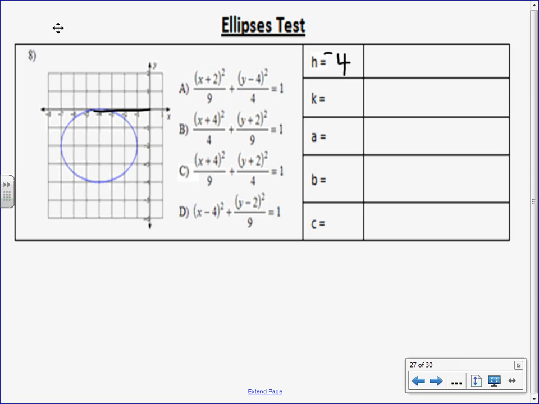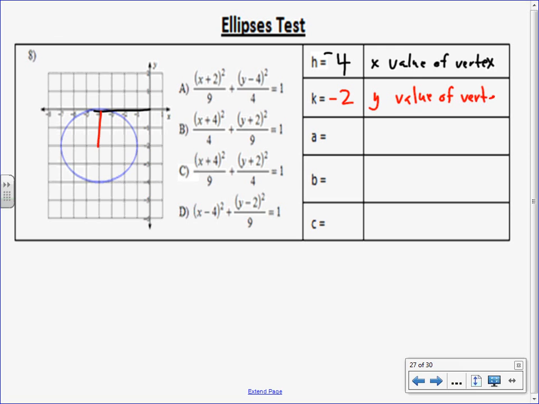H is always what? The X value of the vertex. Guys, that's a good piece of information for tomorrow. That's a good way to write that. Go down 2. When you go down 2, that's K, -2. The Y value of the vertex.